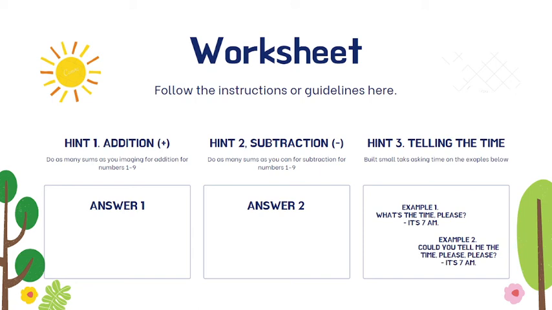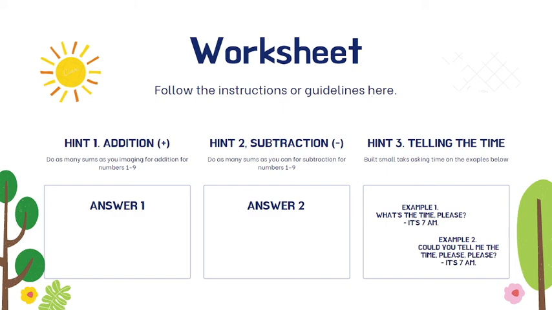4 plus 5, you can say 4 and 5 is 9, etc. Hint number 2, subtraction. When you say minus, for example, 9 minus 5 is 4. 7 minus 2 is 5, etc. As you imagine, please. And hint number 3 for your practice, tell the time.